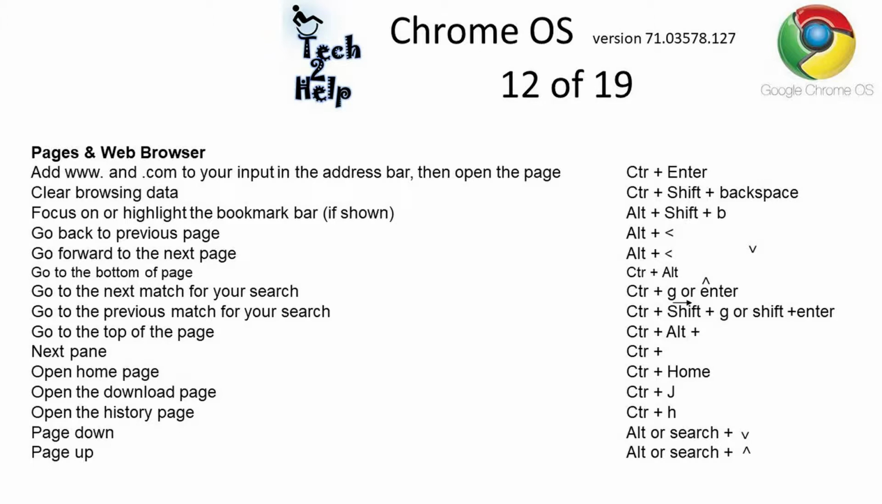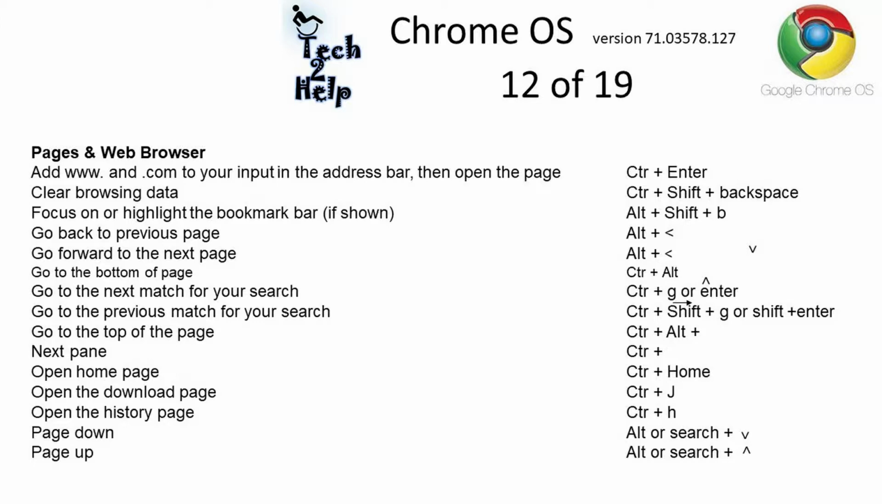Chrome OS version 71.03578.127, 12 of 19. Pages and web browser. Add www and com to your input in the address bar, then open the page: Ctrl plus Enter. Clear browsing data: Ctrl plus Shift plus Backspace. Focus on or highlight the bookmark bar, if shown: Alt plus Shift plus B. Go back to previous page: Alt plus left arrow. Go forward to the next page: Alt plus right arrow.